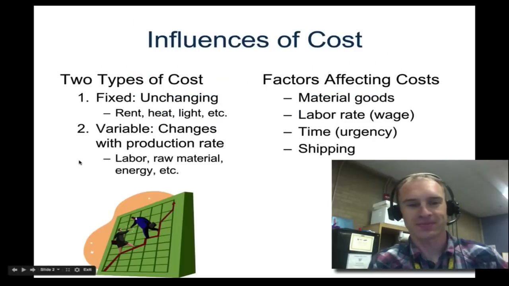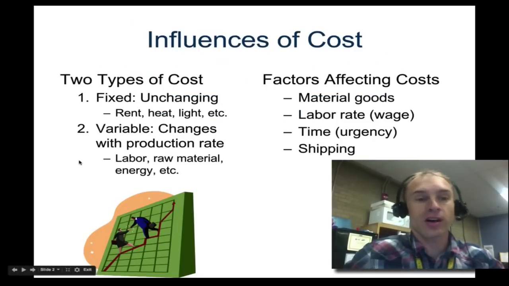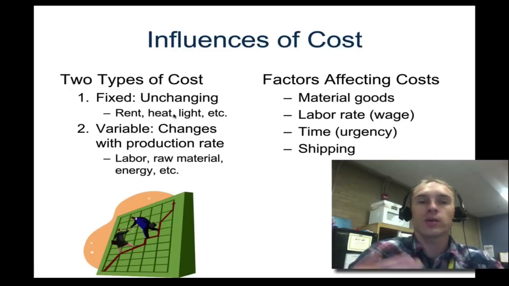Manufacturing costs. So we're going to first look at the two types of influences on costs. One is fixed and the other is variable. Fixed are unchanging: rent, heat, light, etc. All those things that you have to actually operate a facility.